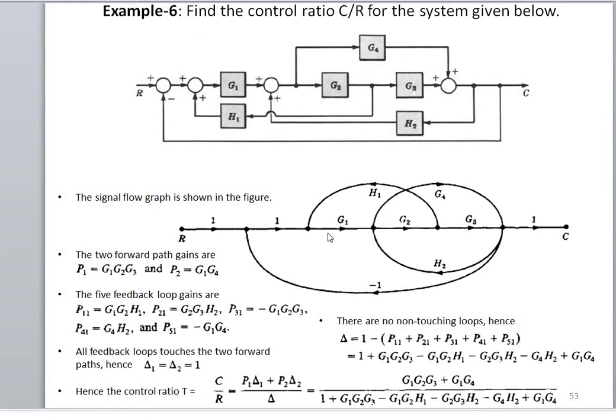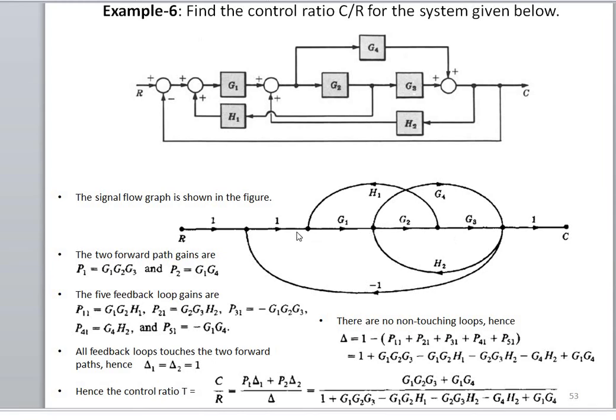Now we have to check whether there are any feedback loops. The first feedback loop is G2, H1. Another feedback loop is G2, G3, H2. Now a feedback loop starting from this point is 1 into G1 into G2 into G3 into minus 1. That is minus G1, G2, G3, another feedback loop. It starts from here, travels here and returns to this node through minus 1. So minus G1, G2, G3 is another feedback loop.